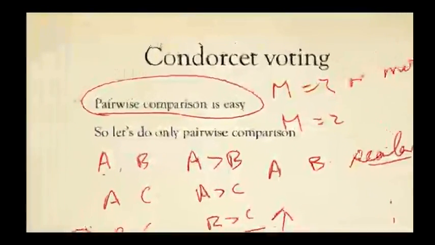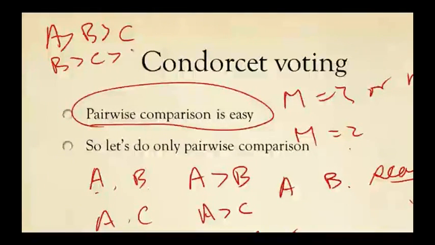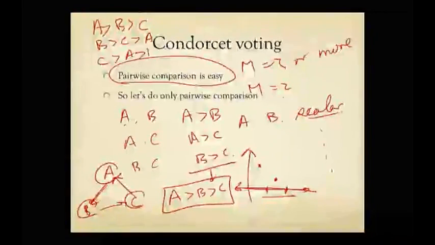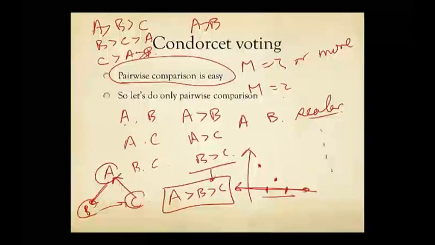For example, I have 3 voters and 3 candidates. The first voter says A is better than B, B is better than C. The second voter says B is better than C, C is better than A. The third one says C is better than A is better than B. All right, now let's do pairwise comparison between A and B. A is better than B, B is better than C is better than A... so A is better than B has 2 votes, B is better than A only 1 vote. So A is better than B wins.